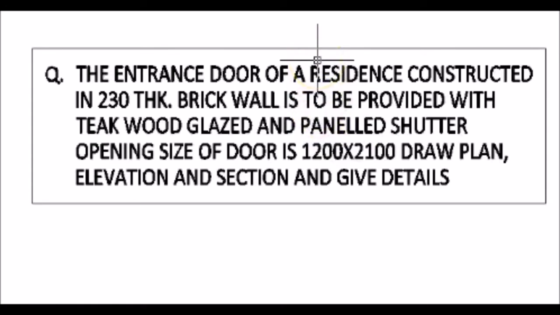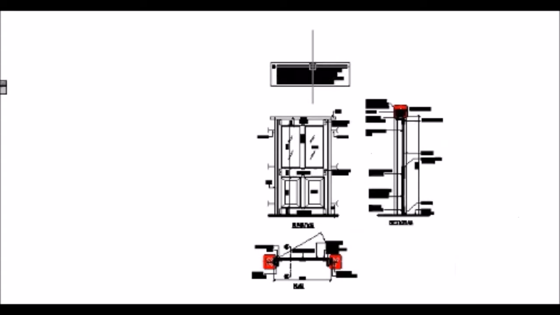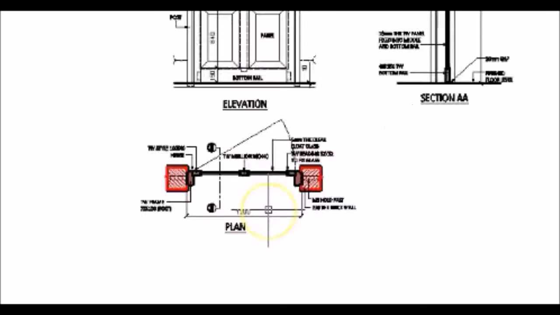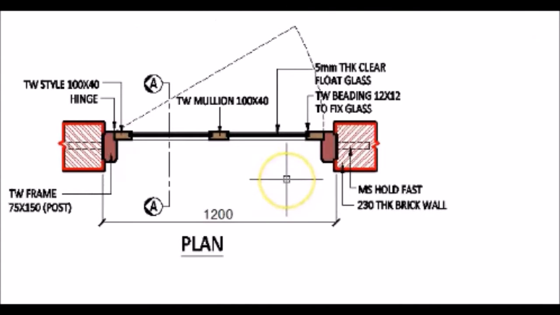Now let us start drawing this door. So first let us see how the door is going to look in plan. Now if you look at the plan of the door, you will see that the question has asked us to plan a door of 1200 width. So as you can see here, the door has got a width of 1200.